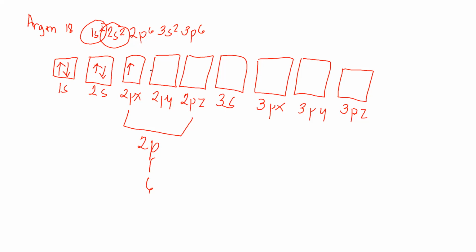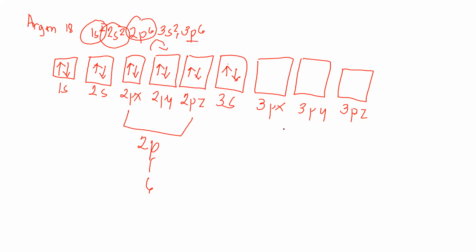1, 2, 3, 4, 5, 6. This is now our 2p. How about the 3s? We have 2 electrons. So we have one arrow up, one arrow down.